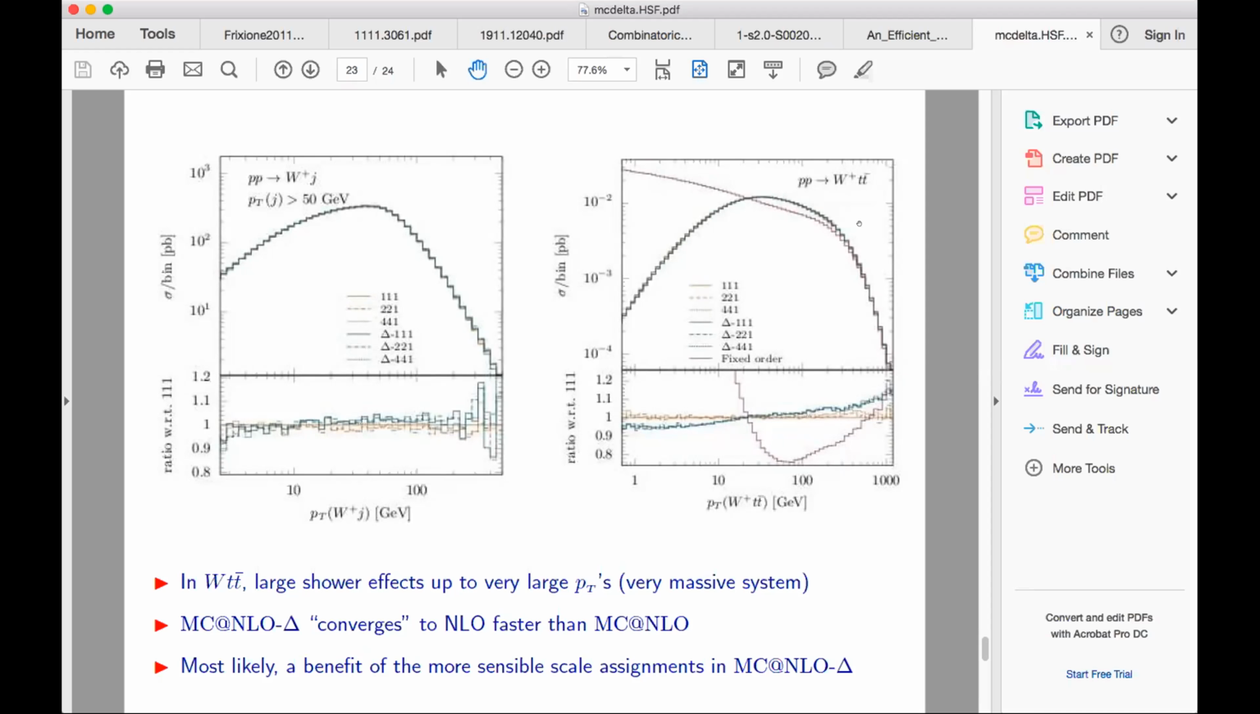This is particularly striking because this process here, WTT bar production, is very, very massive, and therefore you expect the two things to converge at very large scales. And the fact that this happens at relatively smaller scale in MC-NLO-Delta than in MC-NLO is, in a sense, reassuring, because you don't want to go to the Planck mass in order to see this convergence. Okay, so so far so good.